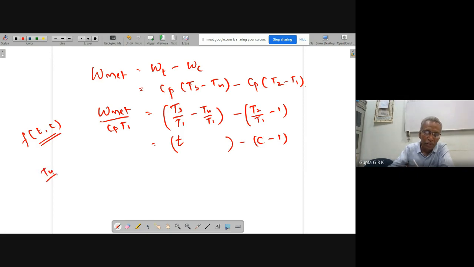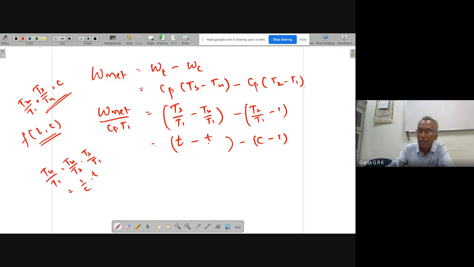T4 by T1, I will write as T4 by T3 into T3 by T1. What is T4 by T3? T3 by T4 is C, since T2 by T1 is equal to T3 by T4, which is equal to C. So T4 by T3 is 1 by C, and T3 by T1 is T. So T minus T by C. I will write this as T into (1 minus 1 by C) minus (C minus 1). This is the non-dimensional net work.